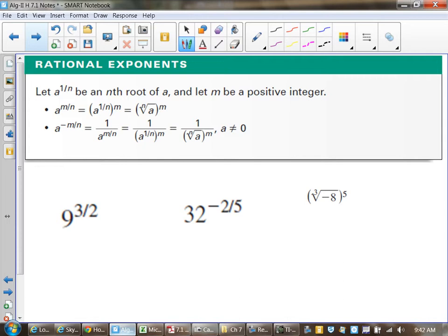So in this first example, 9 to the 3 halves means the same thing as the second root of 9 cubed. And the second root means what? Square root. So what's the square root of 9? 3. What's 3 cubed? 27. Here you go.